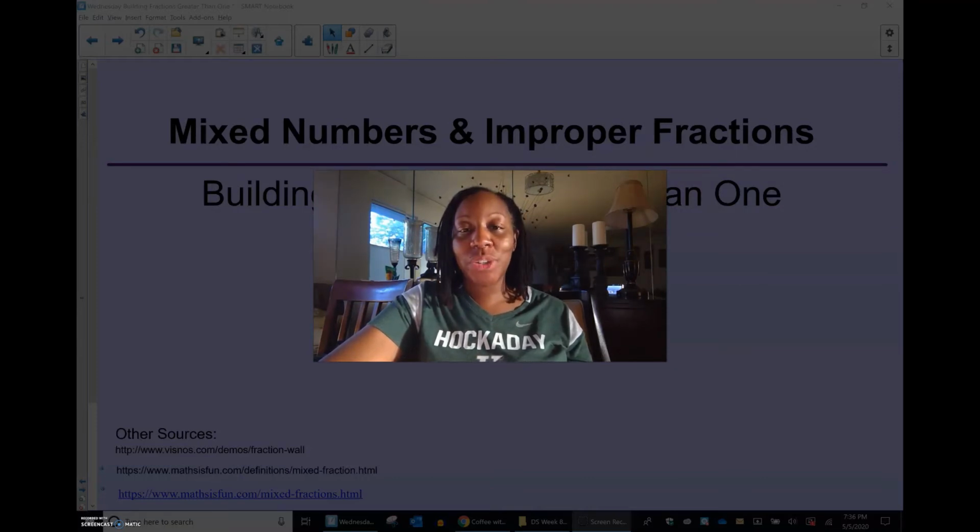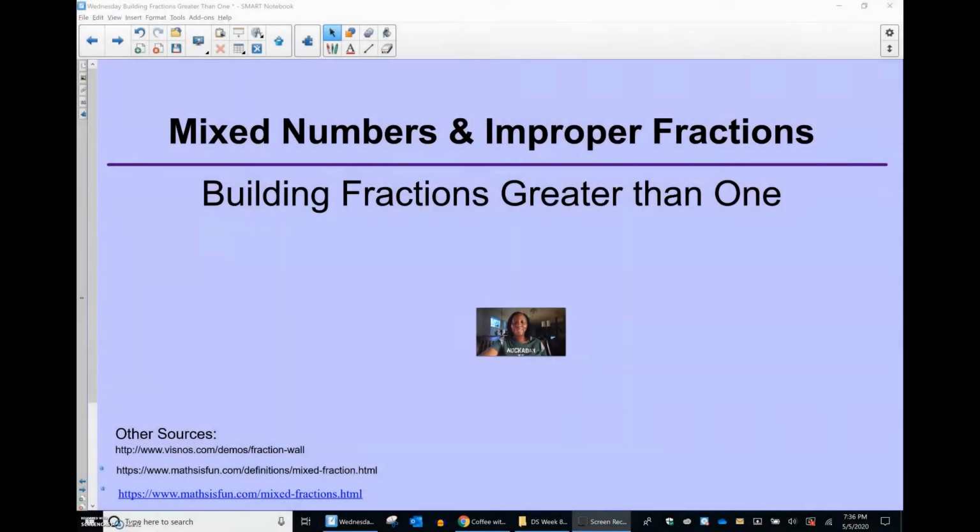And what I want you to note on this screen is that at the bottom here, I have some resources that you can refer to optionally to help you with this assignment and with these activities as we continue on with fractions. We've talked about the visnos.com site. That is your online virtual fraction strips. And the other two sites that I want you to see are actually one and the same, which is mathisfun.com. It shows the definitions for mixed numbers as well as improper fractions, and it also shows you some examples of mixed numbers and how they relate to improper fractions. So definitely check them out as you need to. They're really good resources. And let's begin.